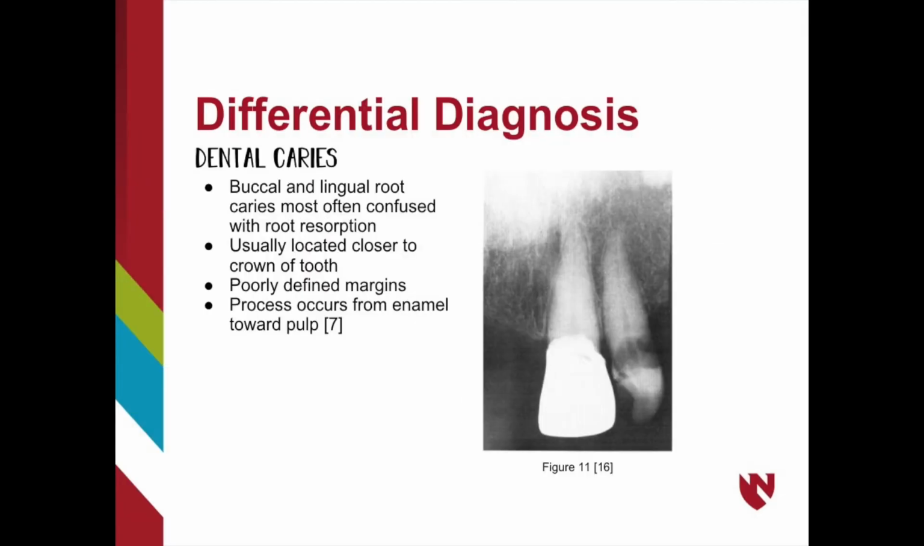Dental caries on the buccal and lingual surface of roots can commonly be confused with both internal and external root resorption. The main difference between root caries and root resorption is that the caries are typically located near the crown on an exposed root surface, while root resorption is more commonly seen apically. Carious lesions appear radiolucent with poorly defined margins, and the process occurs from the cementum towards the pulp. If the diagnosis is questionable, a clinical exam may help differentiate between the two because buccal and lingual root caries should be clinically observable.